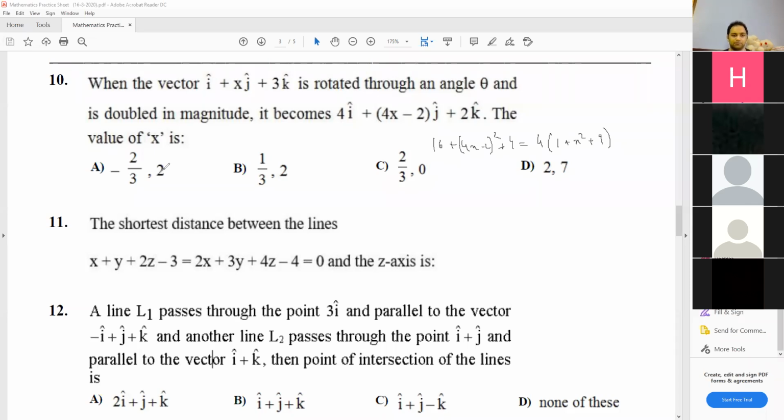Okay? Sir, in this question, there was no need of theta, right? Yes, there is no need of theta. Okay.